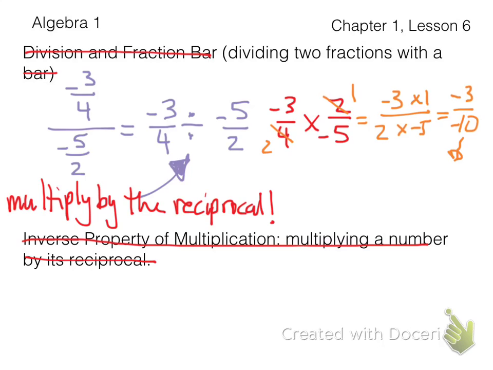But remember, division bar, just a fancy way of doing division. So a negative divided by a negative is a positive, folks. So that's just 3/10.